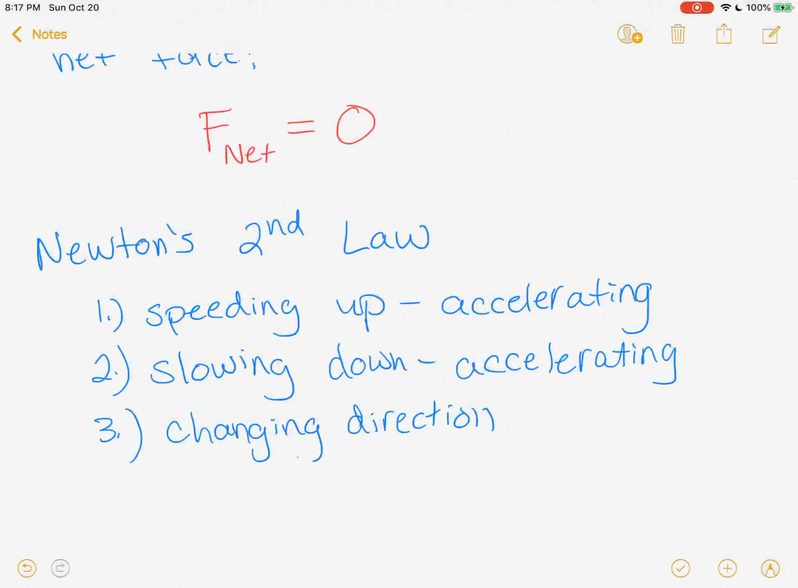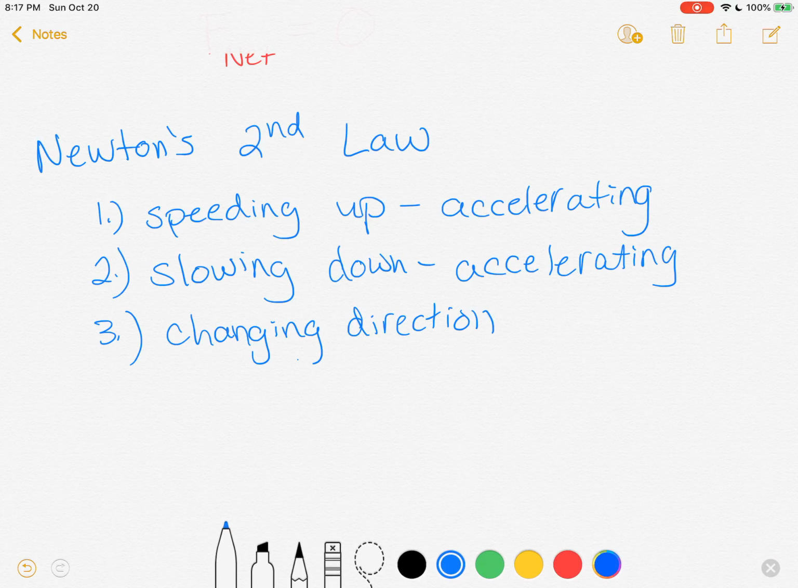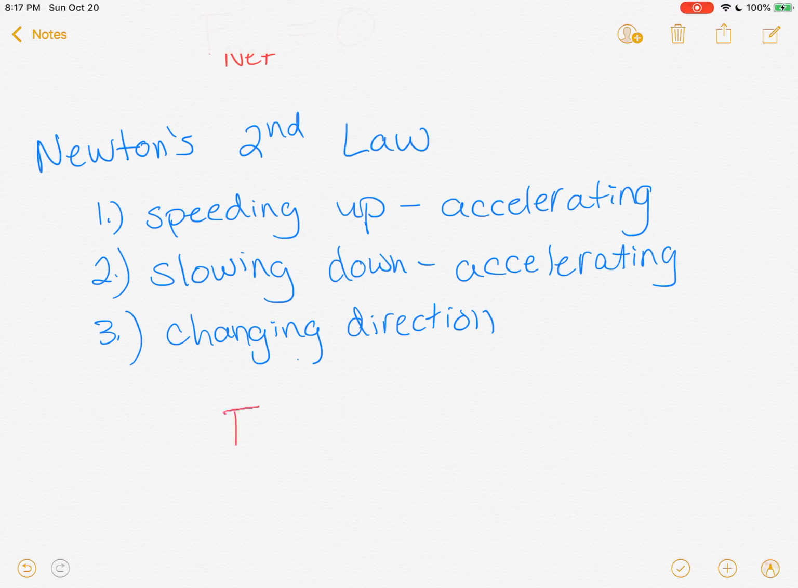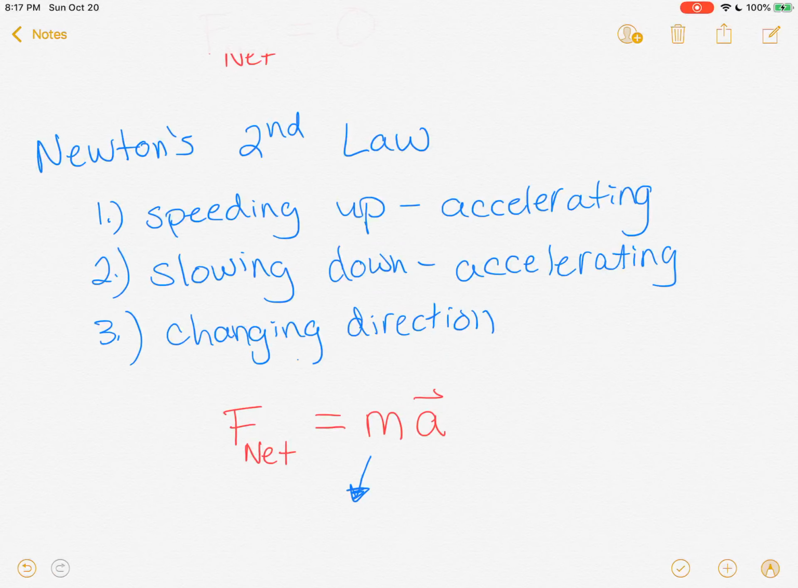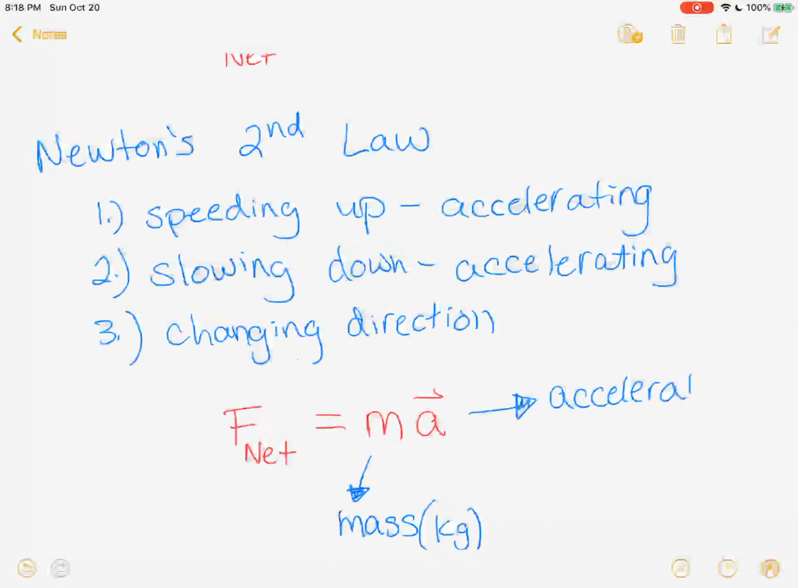Okay, so Newton's second law is that the net force acting on an object is equal to the mass times the acceleration of the object. So in this equation, our m stands for mass, which of course is measured in kilograms. And then our a stands for acceleration, which is measured in meters per second squared. Okay, just like we normally measure acceleration.